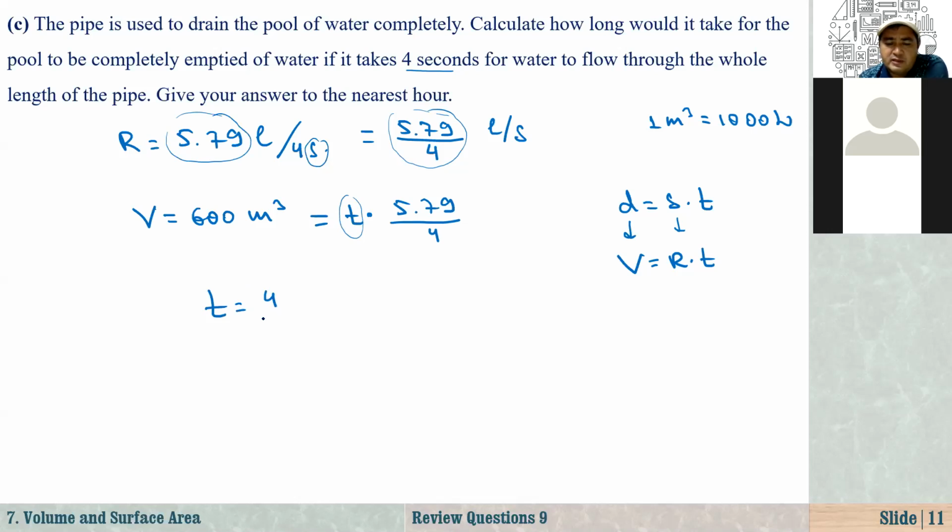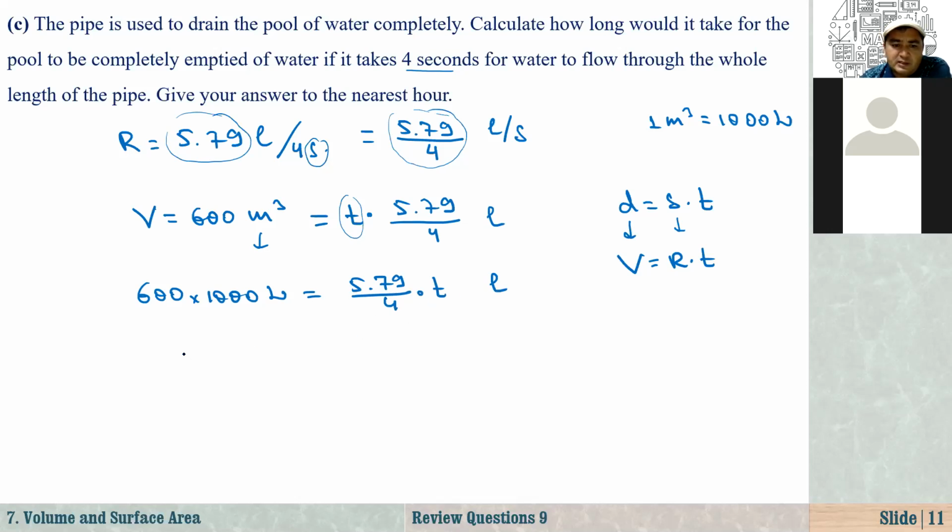Actually on the right hand side we have liters, and on the left hand side we also need to change this into liters. So that is 300 times, what is meter cubed? 1 meter cube equals 1,000 liters. So here we have 1,000 liters. On the right hand side, we have 5.79 over 4 times t liters.